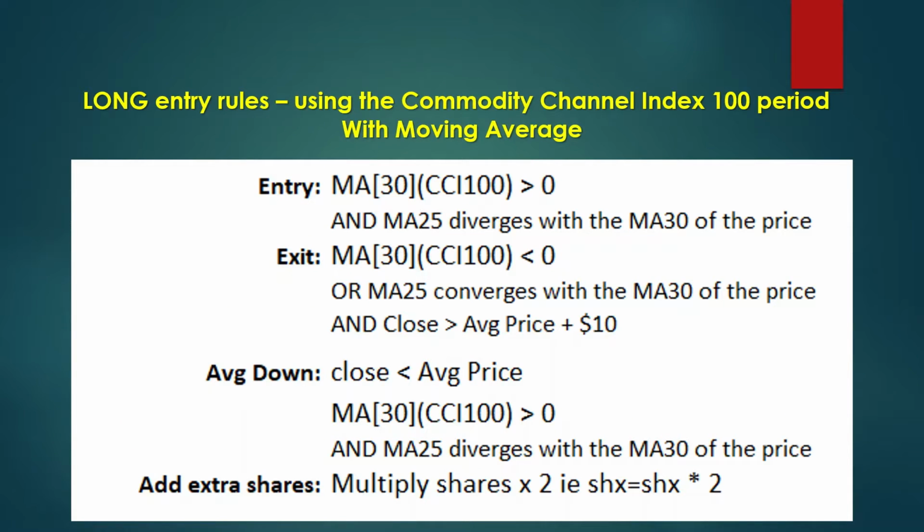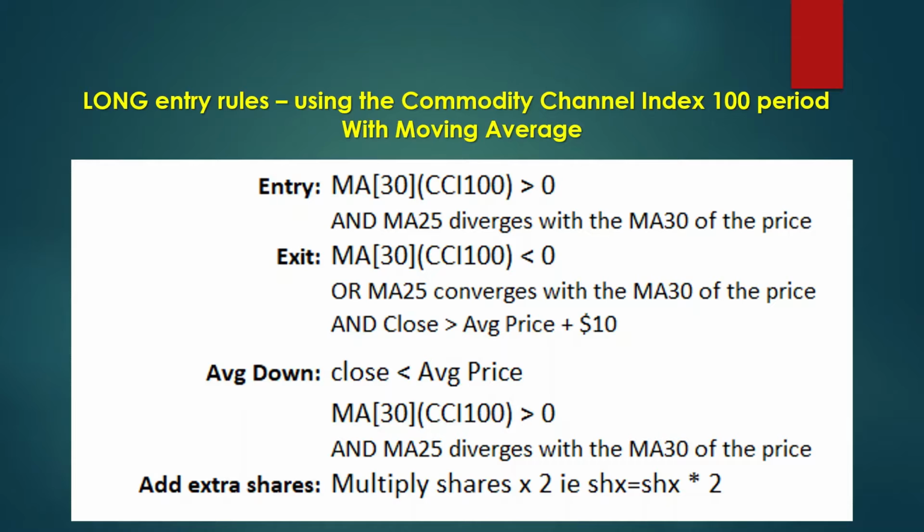The second strategy we test demonstrates the commodity channel index strategy with a moving average 30 period of this indicator. We enter the trade when this combined indicator breaks above the zero line and the moving average 25 of the share price diverges from the moving average 30 of the share price. That is, the two moving averages of the share price move away from each other. This indicates the share price is rising.